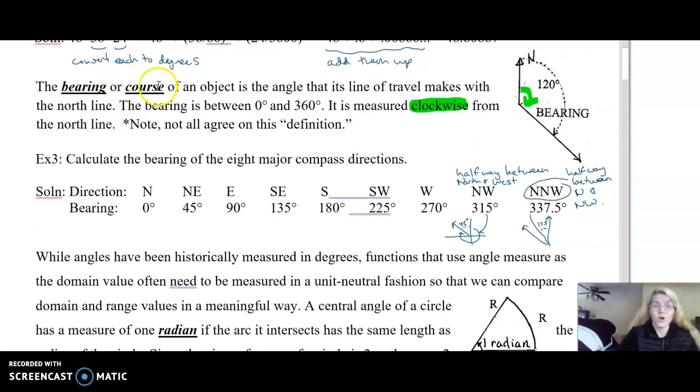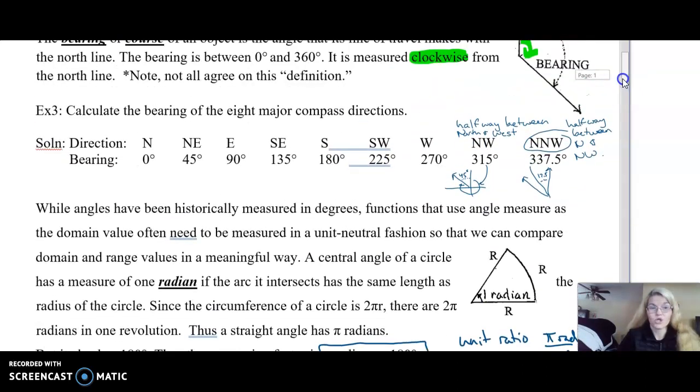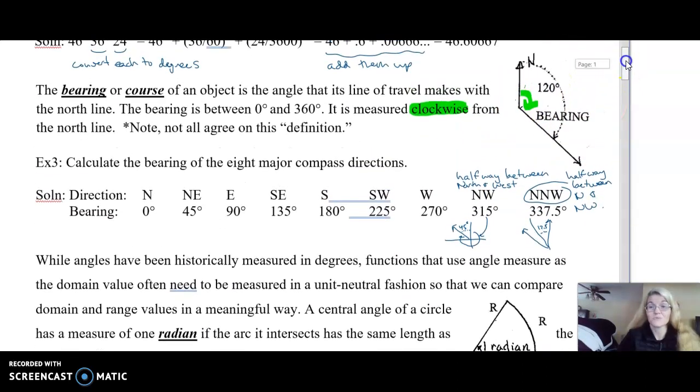Bearing, or a course of an object, is the angle from true north going clockwise. Northwest is halfway between straight north and straight west, so a 45-degree angle that way means a 315-degree angle all the way around. North-northwest is halfway between north and northwest, so half of 45 is 12 and a half. Again, bearing is measured clockwise from true north. You're going to see that in some of the word problems we're going to look at today, so it's good to be reminded of our textbook's definition of bearing.